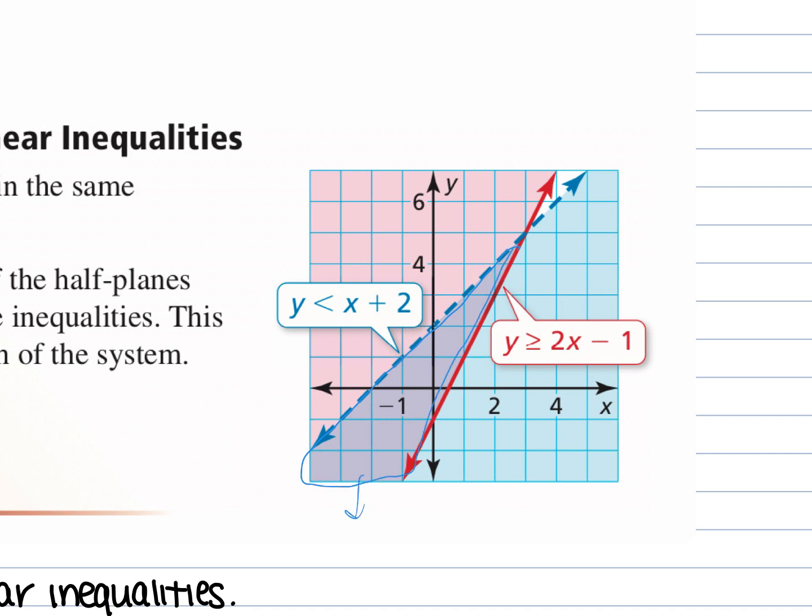This is the region where it's a solution to both inequalities. Okay? So for example, (-1, 0). Do you see how it's in the region where the red and the blue shaded regions touch?